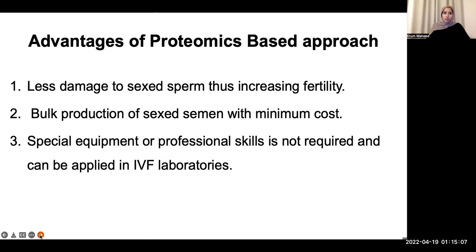Advantages of the proteomic-based approach. Proteomic-based approaches are more specific, sophisticated, and precise. They result in less damage to the sexed sperm, thus increasing fertility. They allow bulk production of sexed semen with minimum cost. No special equipment or professional skills are required, and they can be done easily in IVF labs.